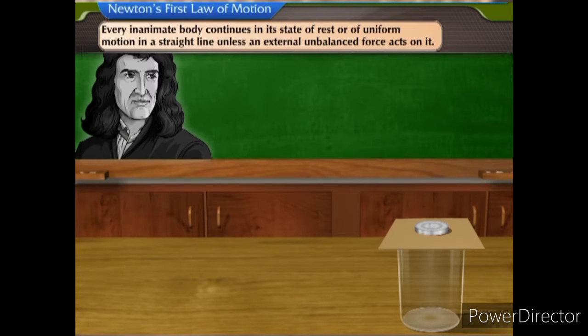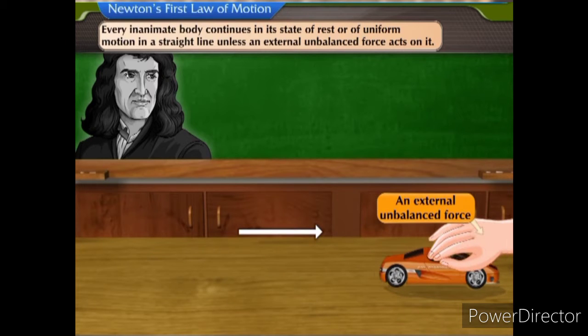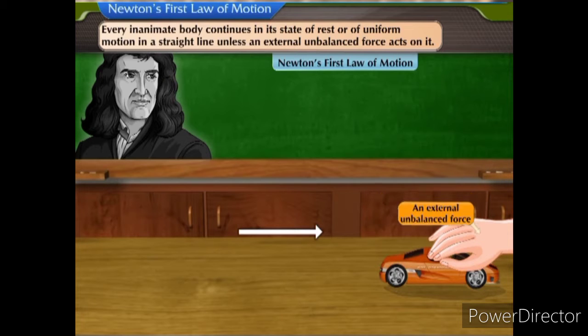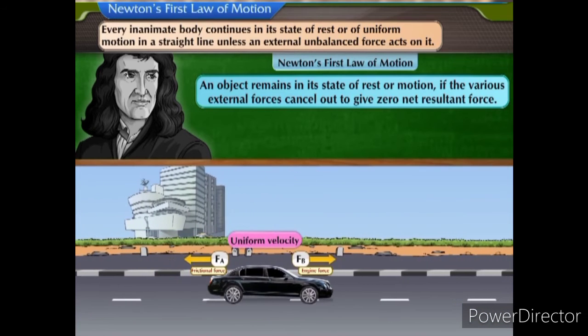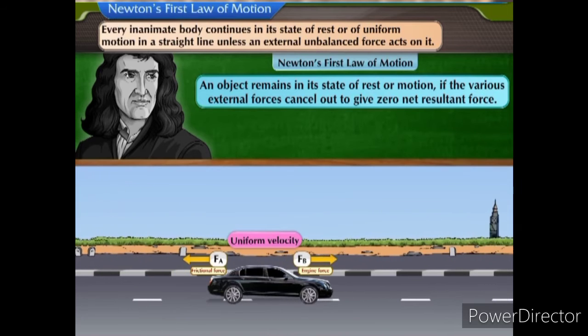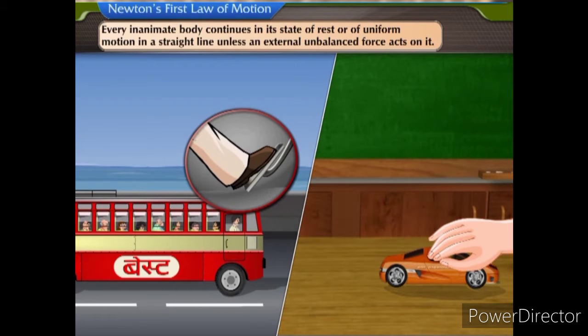Every inanimate body continues in its state of rest or of uniform motion in a straight line unless an external unbalanced force acts on it. This is known as Newton's first law of motion. An object remains in its state of rest or motion if the various external forces cancel out to give zero net resultant force. Newton's first law of motion explains inertia, the inherent property of the body by virtue of which the body opposes the change in the state of the motion. It also explains the requirement of force to change the state of rest or of uniform motion of the body in a straight line.